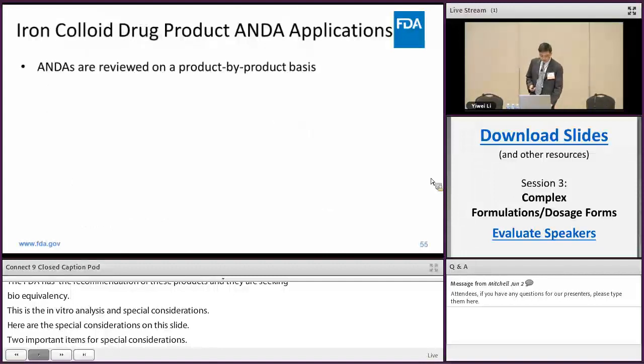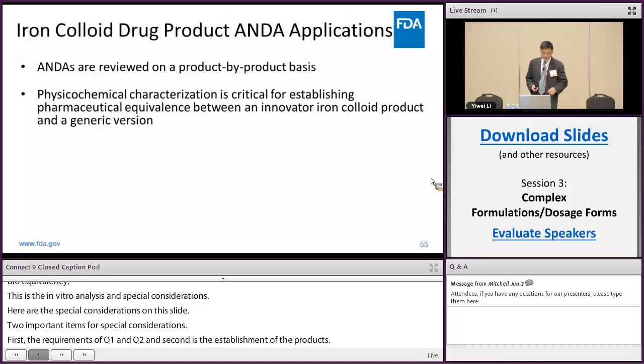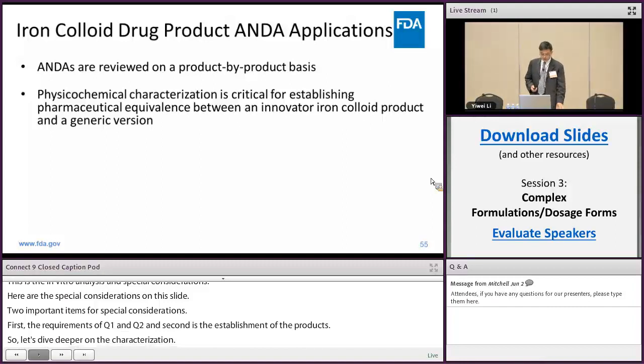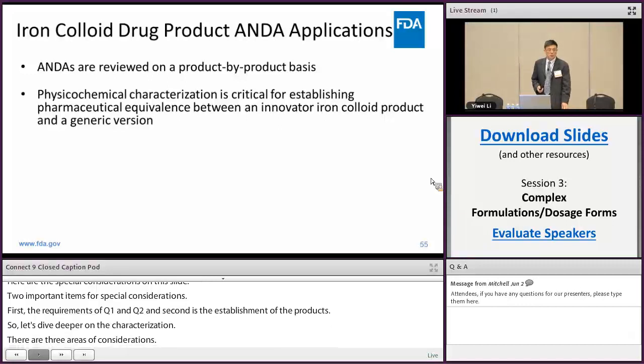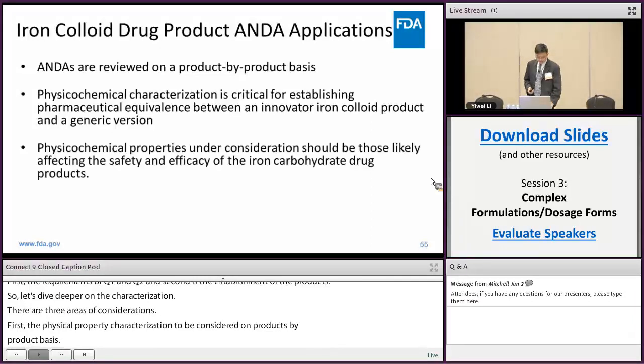So let's dive deeper into the physicochemical property and characterization. There are three areas of consideration. First, the physicochemical property characterization should be considered on a product-by-product basis. For ANDA applications, the efforts should aim to establish pharmaceutical equivalence between the RLD and the generic version. And the properties under consideration should be those likely affecting the safety and efficacy of the drug products.